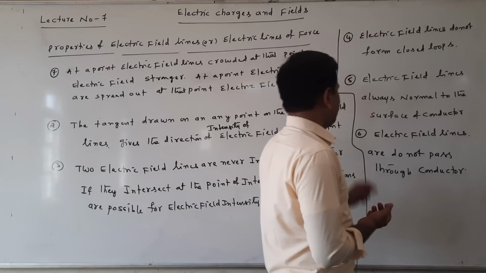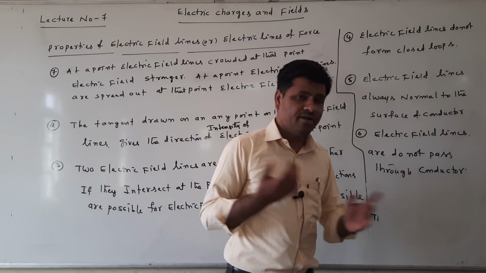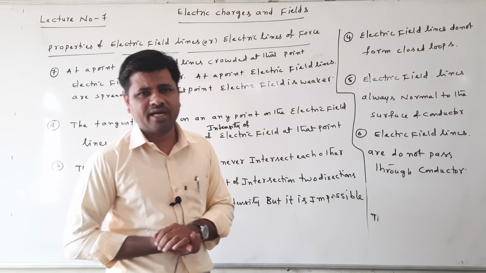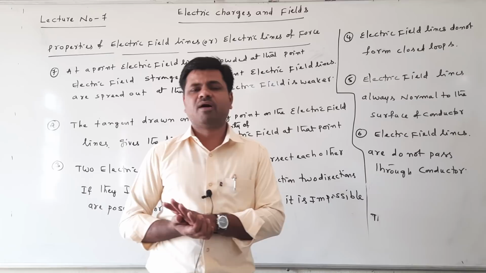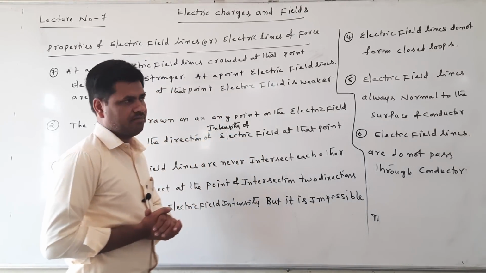Next, electric field lines do not pass through the conductor. Why? Because inside the conductor there is no charge and no electric field. That's the reason they do not pass through the conductor. They are always perpendicular to the surface of the conductor.